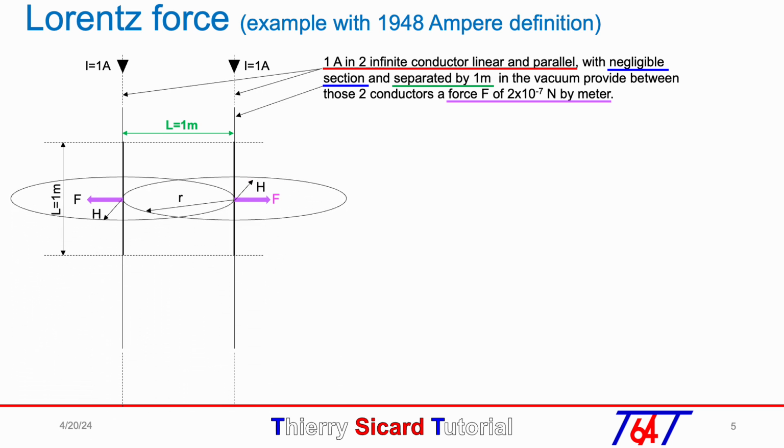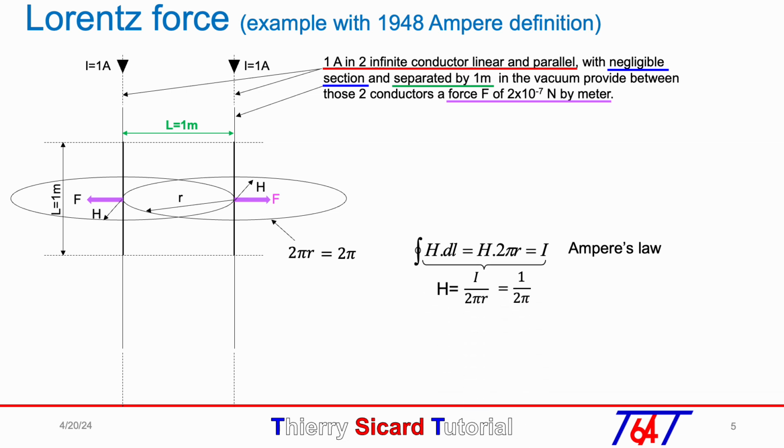We calculate H with the Ampere theorem, saying that the circulation of the vector H on a closed circuit is equal to the current crossing the area delimited by this vector circulation. Here the vector circulation is equal to 2 pi r, but as r equal 1, circulation or perimeter is 2 pi. As I equal 1 ampere, H equal 1 over 2 pi.